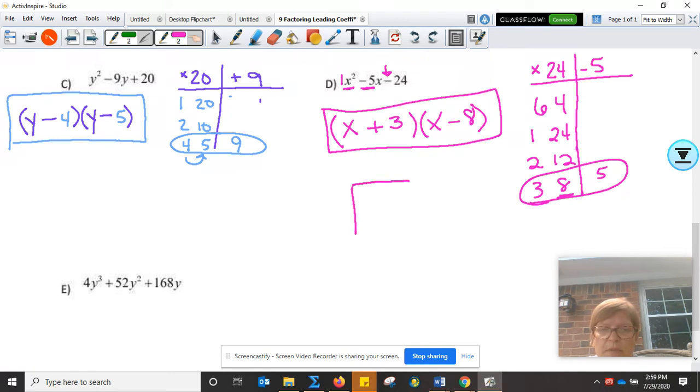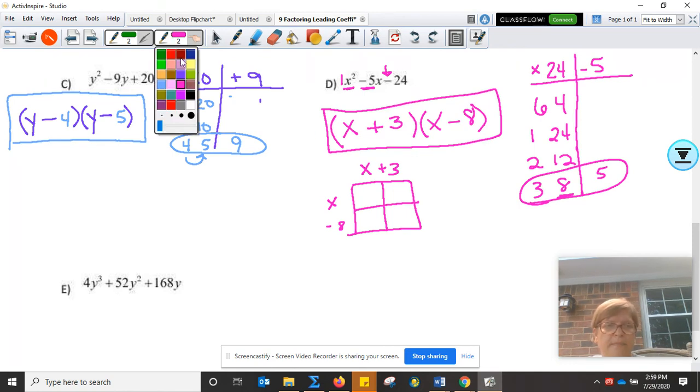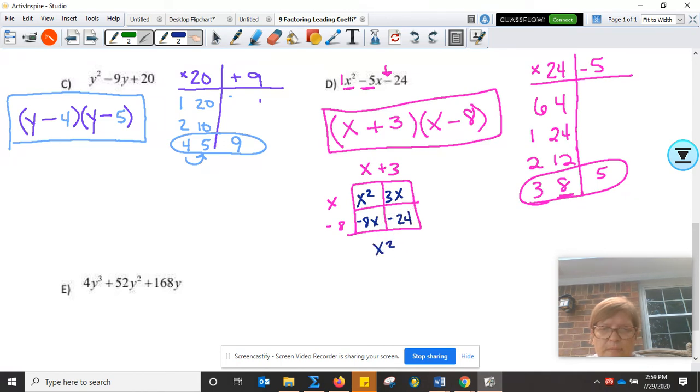And to check them, do your box method. x plus 3, x minus 8. Multiply to get in, add to get out. So x squared, 3x, negative 8x, negative 24. x squared minus 5x minus 24. Is that what we started with? Yes. So we know our answer is correct. So you can do that every time and make sure you get them right.